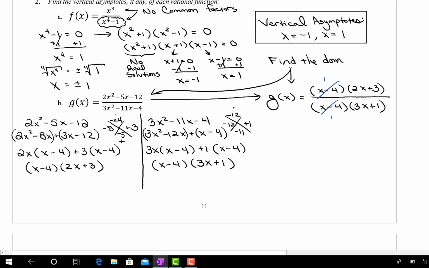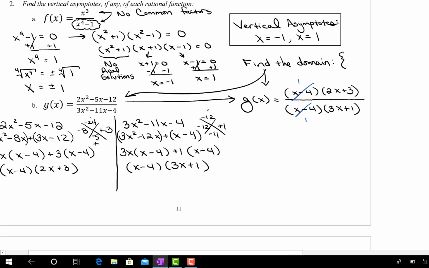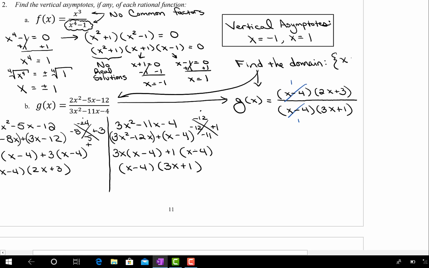Now, if I had said find the domain, then that would have been a totally different problem. I want you to know that for the domain, 4 is still not allowed to be in the domain. So if I said find the domain, your answer would have been the set of all x such that x cannot equal 4, and x cannot equal, well, I'd need to set that other factor in the denominator equal to 0 and solve it. Why don't I go ahead and just do that, because I'm going to have to do that to find the vertical asymptote anyways. If I set 3x plus 1 equal to 0 and I solve, I'm going to end up with x equal to negative 1/3.